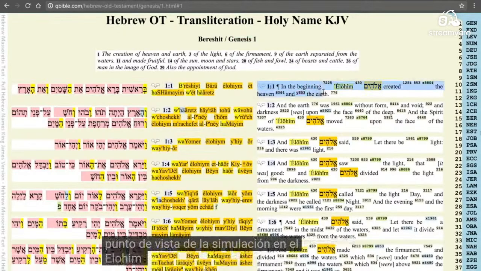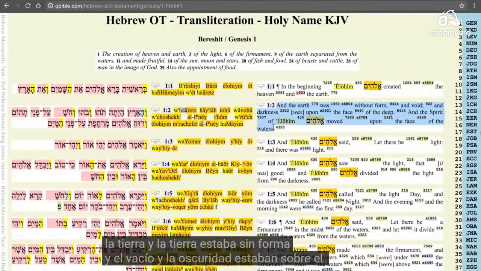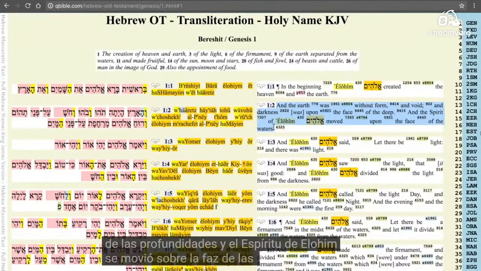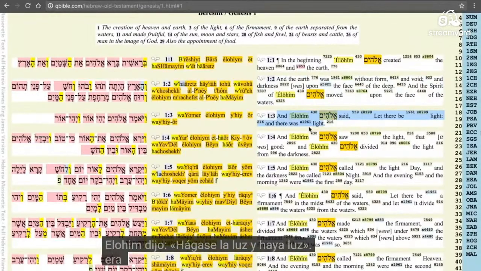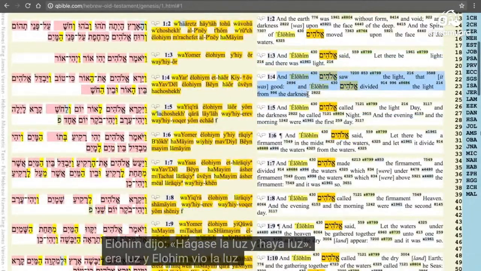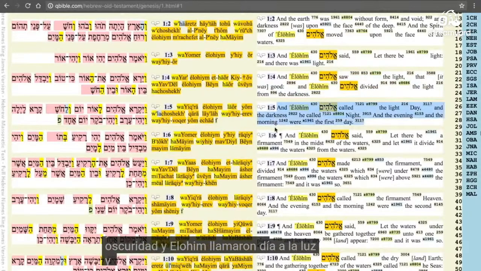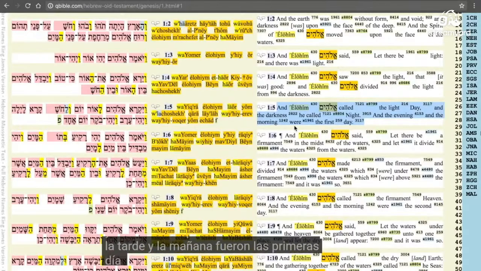In the beginning, Elohim created the heaven and the earth, and the earth was without form and void, and darkness was upon the face of the deep. And the spirit of Elohim moved upon the face of the waters. And Elohim said, "Let there be light," and there was light. And Elohim saw the light, that it was good. And Elohim divided the light from the darkness. And Elohim called the light day, and the darkness he called night. And the evening and the morning were the first day.